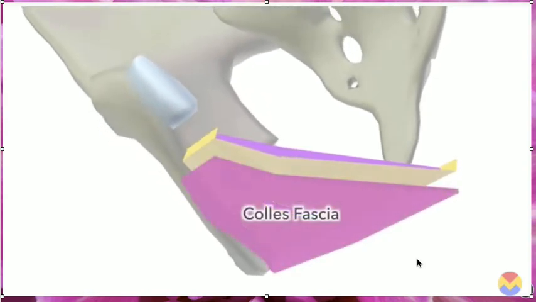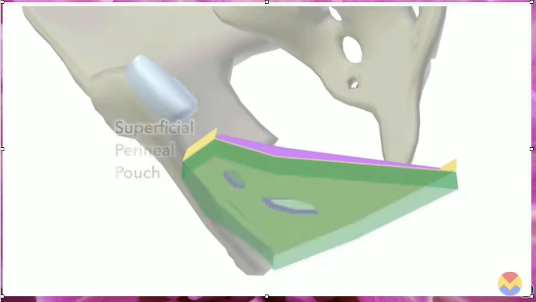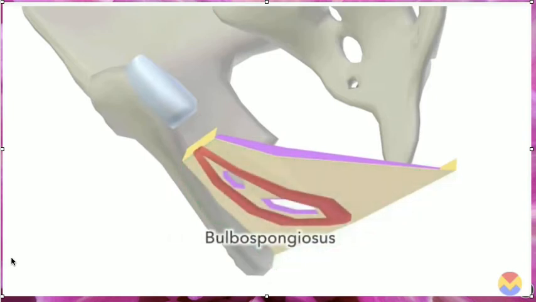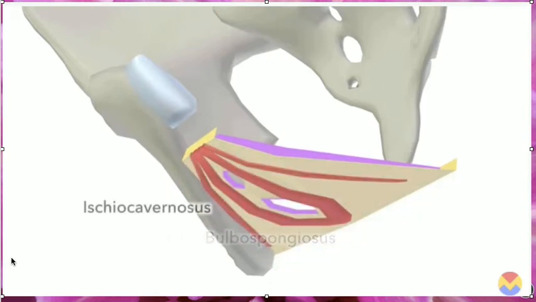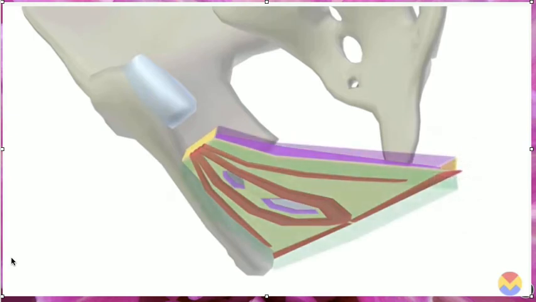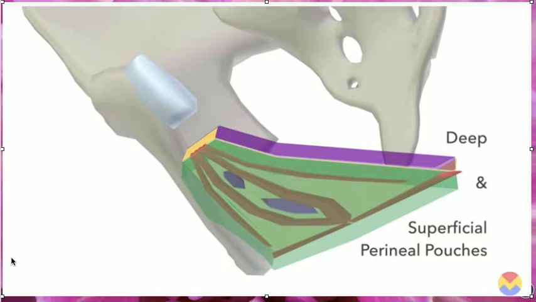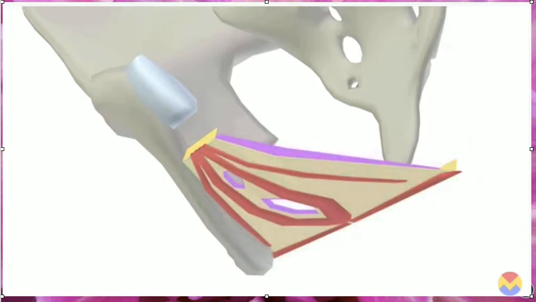Below the perineal membrane and the Colles fascia, this space is called the superficial perineal pouch, depicted in green. It contains the bulbospongiosus muscle, the ischiocavernosus, and the superficial transverse perineal muscles. That is the content of the superficial perineal pouch, depicted in green, in between the Colles fascia and the perineal membrane. So these are your deep and superficial perineal pouches.